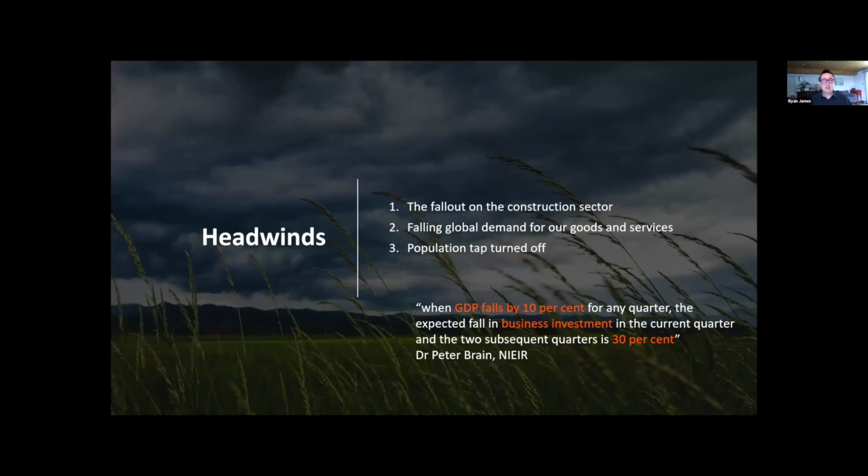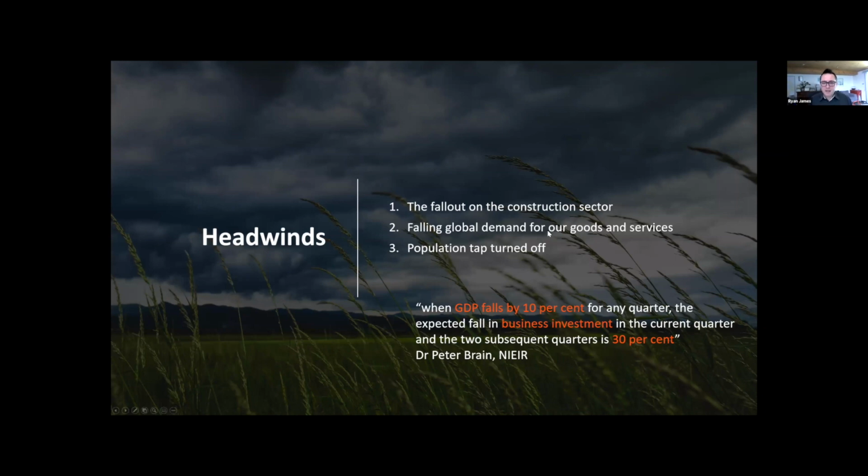So now I'm just going to look at some trends as we're seeing them. I've already mentioned that fallout in the construction sector. Here's Peter Brain's quote: when GDP falls 10% for any quarter, the expected fall in business investment in the current quarter and the 2 subsequent quarters is 30%. So, Peter's unequivocal there. He's very confident in that. So we take heed of that. Obviously, local conditions will vary, sometimes it's 30, a bit less, a bit more, who knows? But we can help you with that.